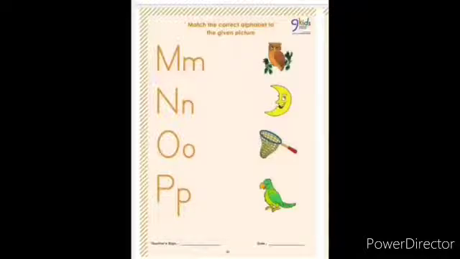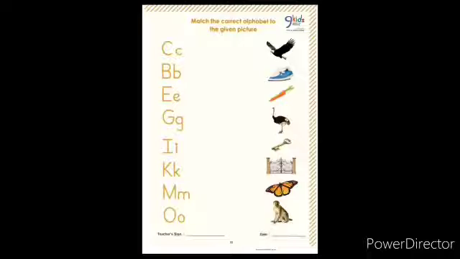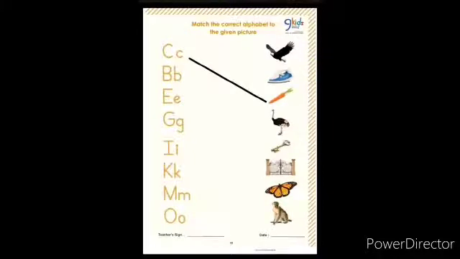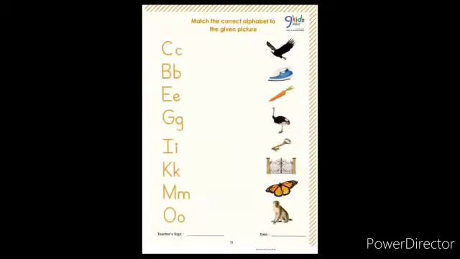You have to do this worksheet in your English classwork book on page number 21. In this worksheet, here are some alphabets written that you have already learned, and here are some pictures related to these alphabets. You have to identify which alphabet this is and match it with its correct picture. Like this is alphabet C. So we will match it with carrot. C for carrot. Like this, you have to do this worksheet on page number 22 in your English classwork book.